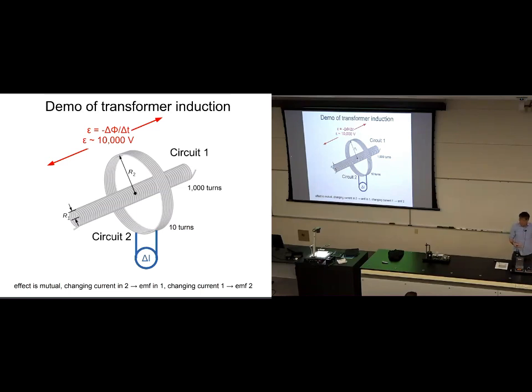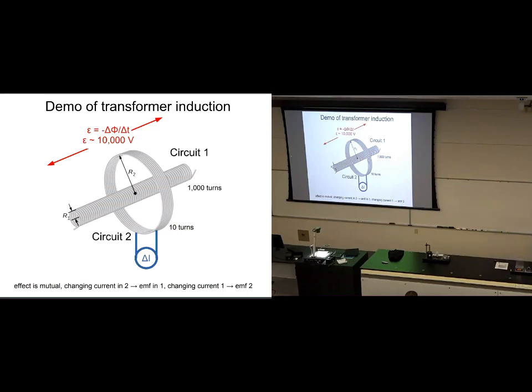So this is an example arrangement of two circuits where if we turn on a current in one circuit, or switch off a current in one circuit, we'd expect to see an induced voltage, an induced EMF, in the other circuit. That would be an example of magnetic induction.